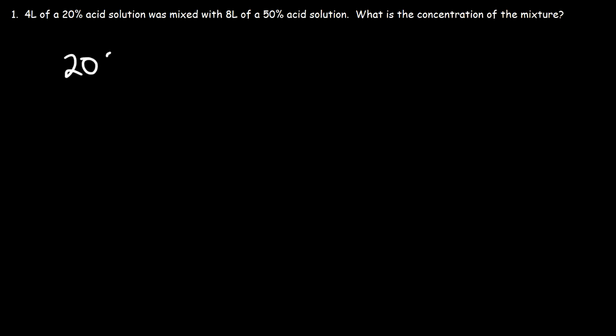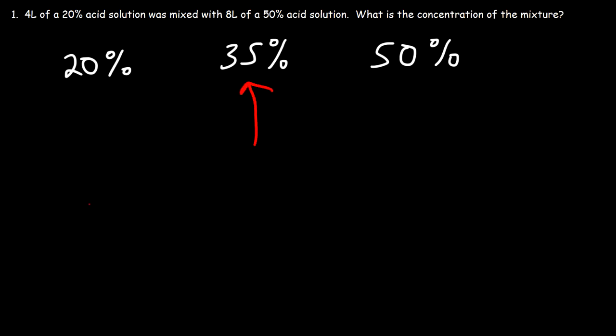If we mix a 20% acid solution with a 50% acid solution, the concentration has to be somewhere between 20 and 50. Wouldn't you agree? Now, the midpoint or the average of 20 and 50: 20 plus 50 is 70, divided by 2, that's 35. The average is 35%. So here's a question for you. Do you think that the concentration of the mixture will be 35%, somewhere between 20 and 35%, or between 35% and 50? What would you say?